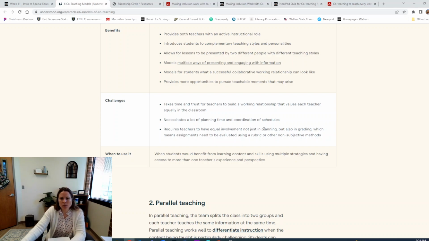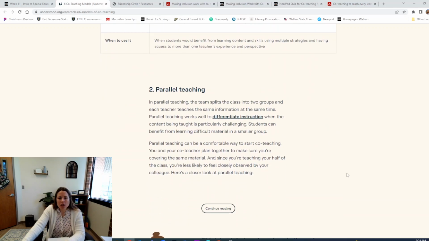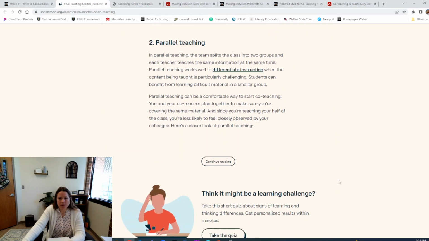And then it talks about when you should use this. Well, whenever you have learning content and skills that involve students being able to get it in multiple ways or multiple strategies. So then it talks about parallel teaching, right? Which really works to differentiate instruction really well.